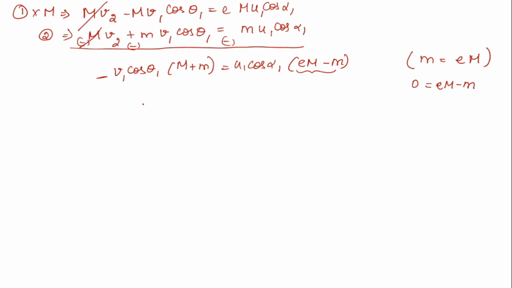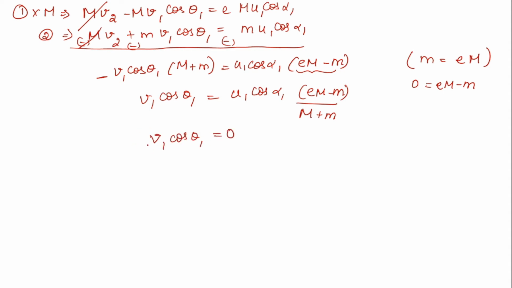So we can write this as V1 cos theta 1 is equal to U1 cos alpha 1 into Em minus m divided by capital M plus small m, and we know this term is completely 0. 0 into anything will be 0. So V1 cos theta 1 equal to 0. And V1 is the velocity. Velocity cannot be 0, so cos theta 1 must be 0. So cos theta 1 equal to 0, which implies that theta 1 is equal to 90 degree. So we find that the direction of motion of M is perpendicular to the line of the normal.